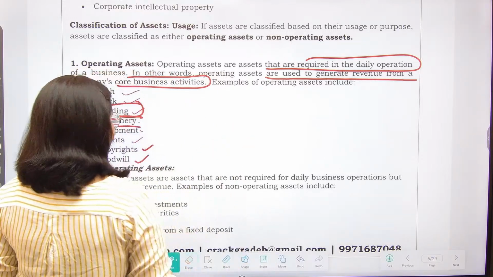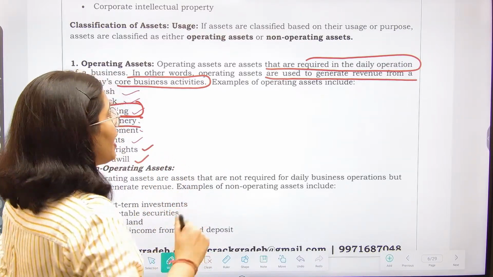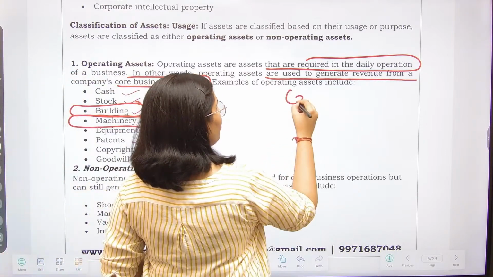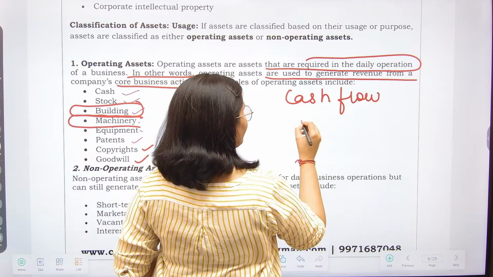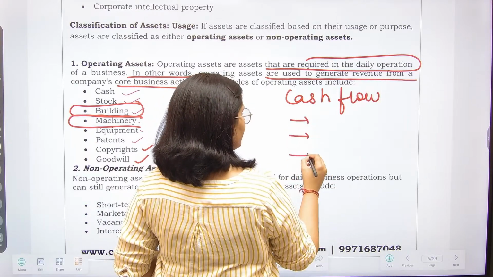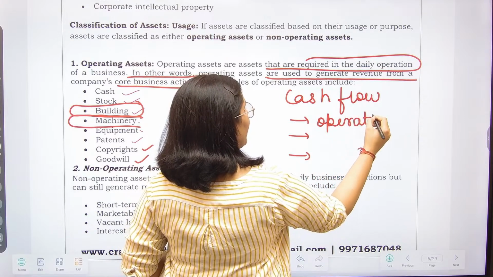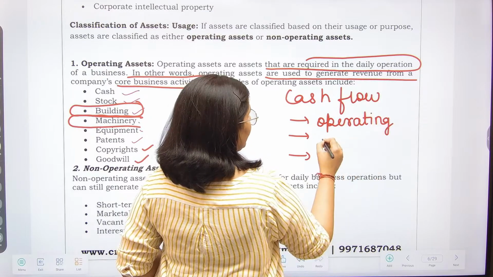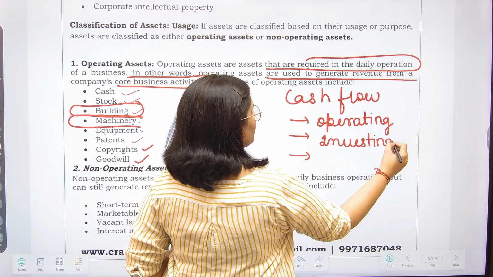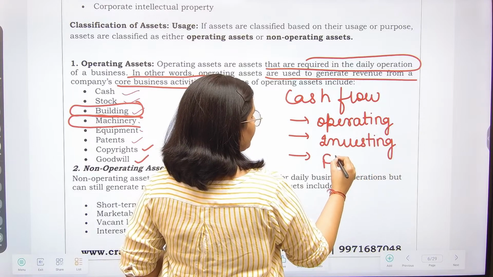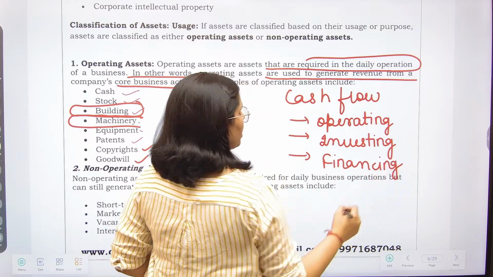So right now we are dividing your assets into two types. What are these? Operating and non-operating, right? But when we will be talking about cash flow, in cash flow we will be dividing the activities into three parts, right? So there we'll be talking about operating activities, investing activities and financing activities.